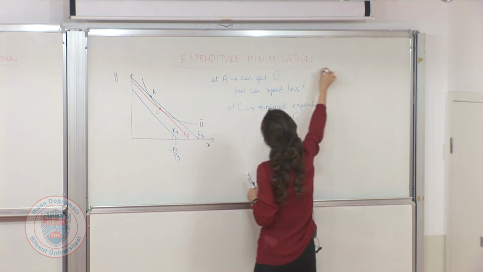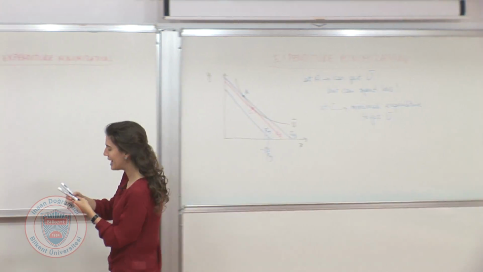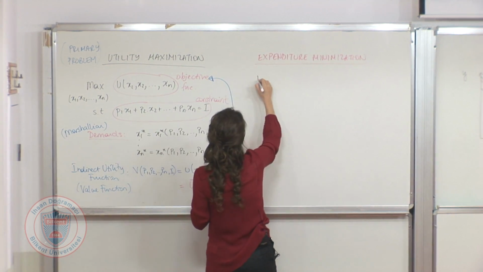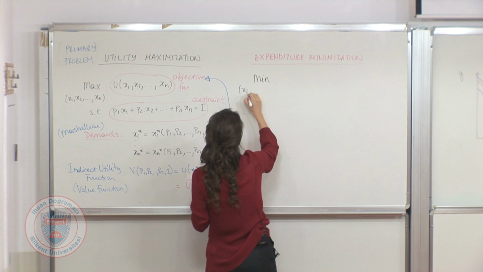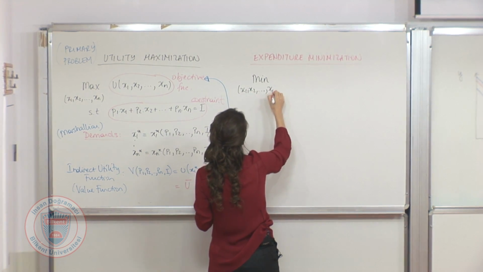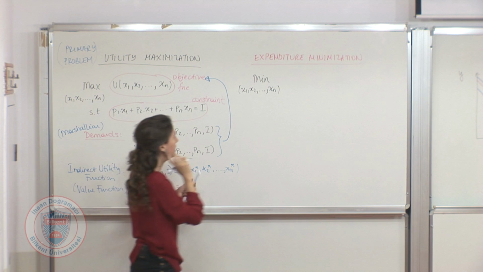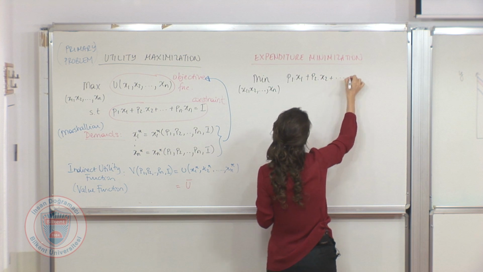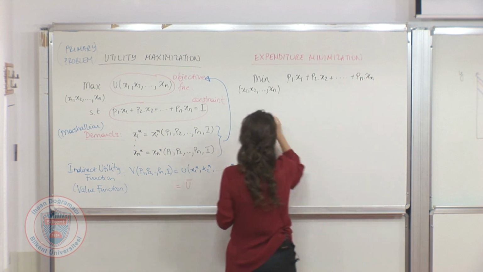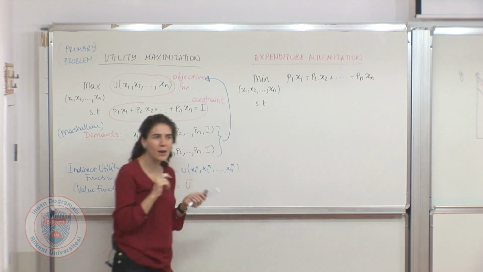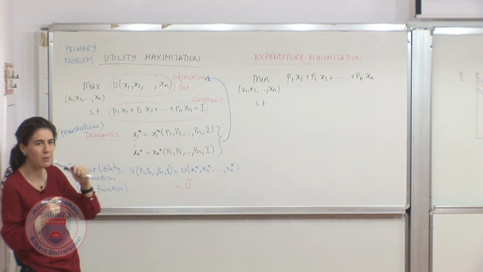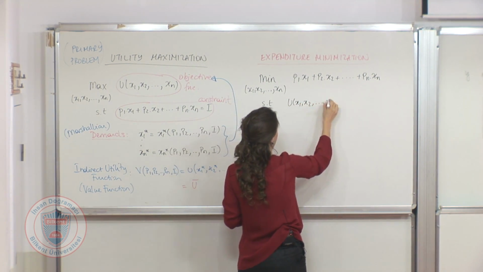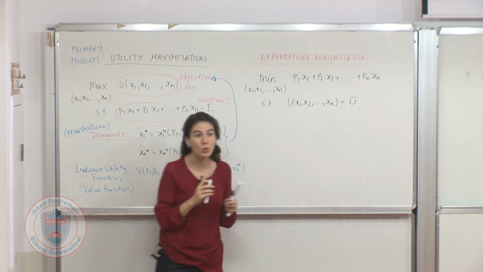But you see that the problem is very similar. Now, you were looking for the minimal amount of expenditure, right? So basically, minimum over x1, x2, xn. You would like to minimize your expenditure, which is p1 x1 plus p2 x2 plus pn xn, okay? Subject to, this time you want to reach a certain utility level. Subject to utility of x1, x2, xn equal to U bar, okay?